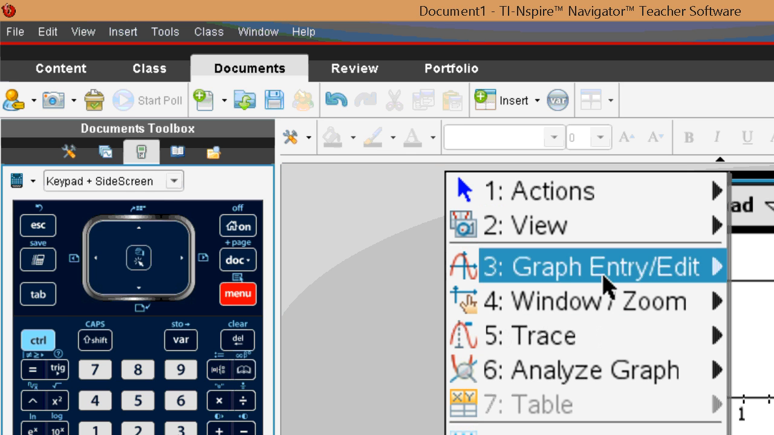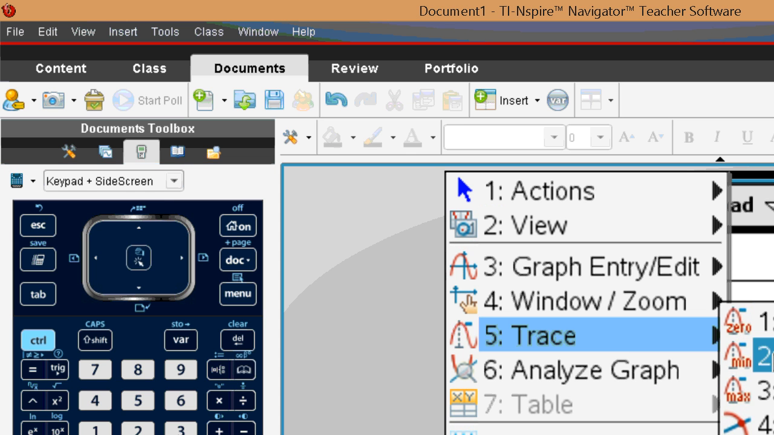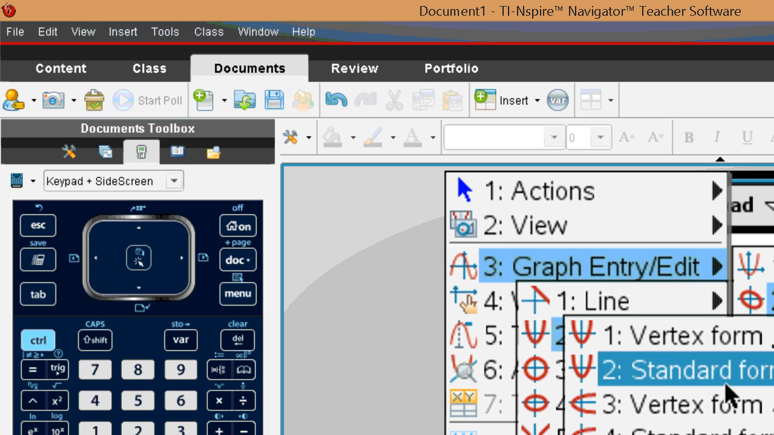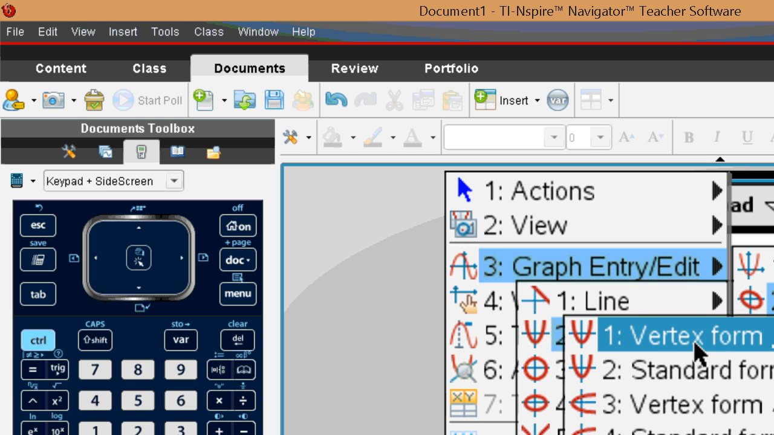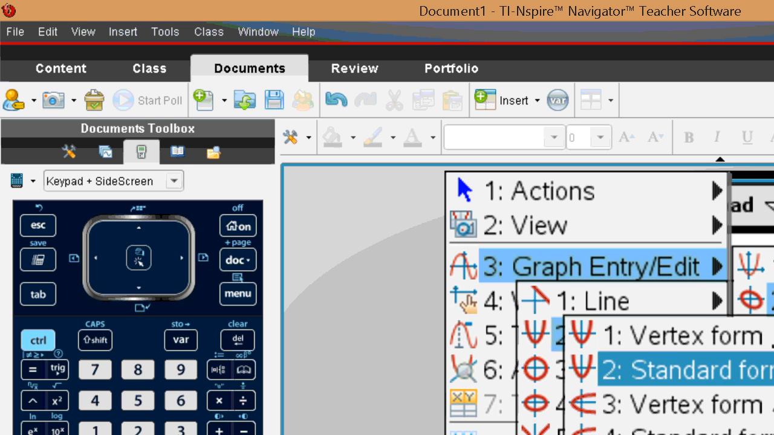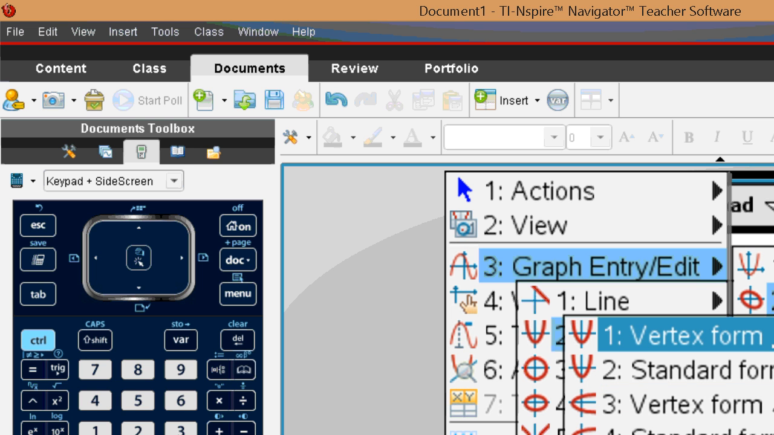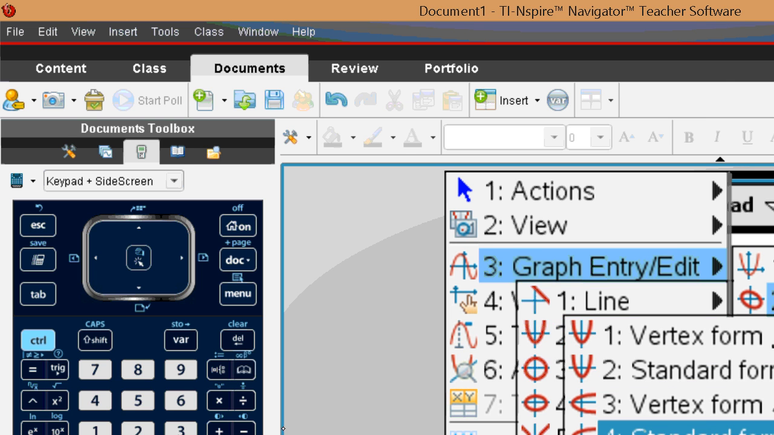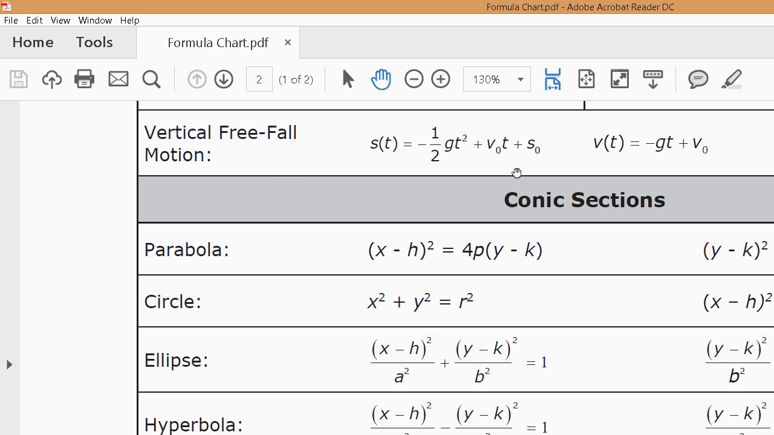Now, in the calculator, I'm going to pull this up first, and what we might notice is that the equation for a parabola is different than what we might expect. When you go to parabola, you see both vertex form and standard form, where vertex is where you have the quantity squared, and standard is the ax squared plus bx plus c form. Now let's go over here to our formula chart. Notice that neither one of those match this form.